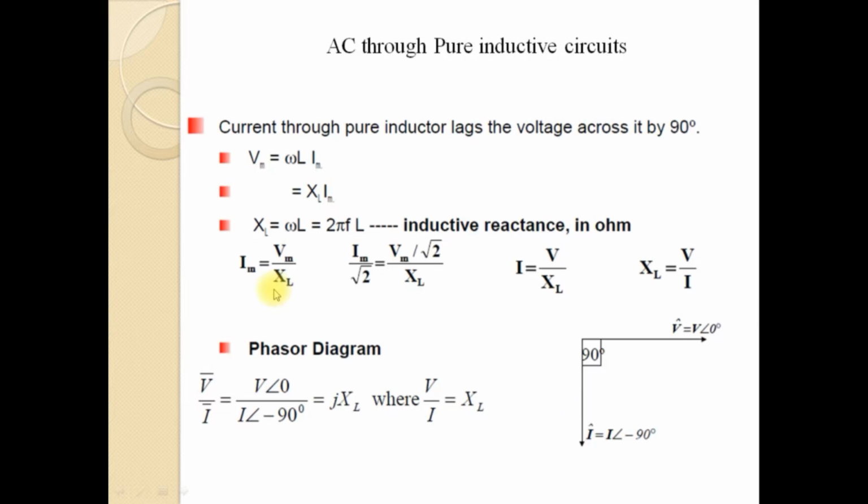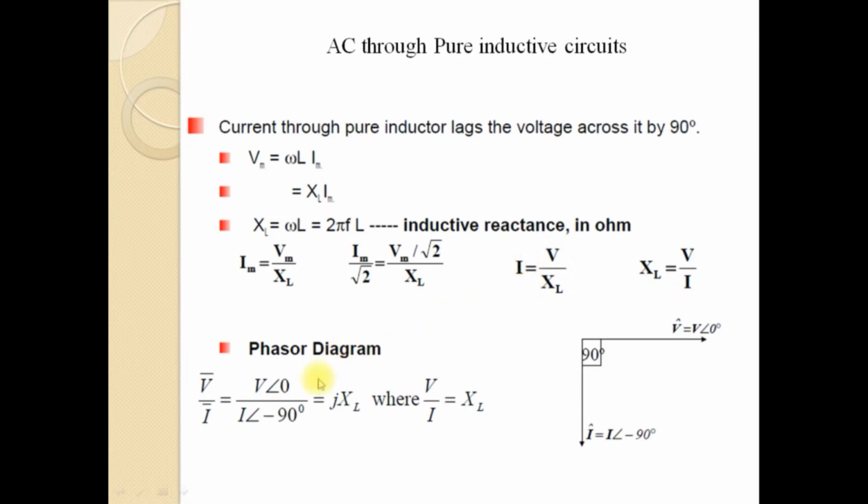And the RMS value of the current through the inductor is given by Im by root 2 is equal to Vm by root 2 by XL. That is, the RMS value of the current is obtained by the RMS value of the voltage divided by the inductive reactance. From these relations, you get I, the capital I, which is the RMS value, equal to V by XL. So you have to remember these two relations.